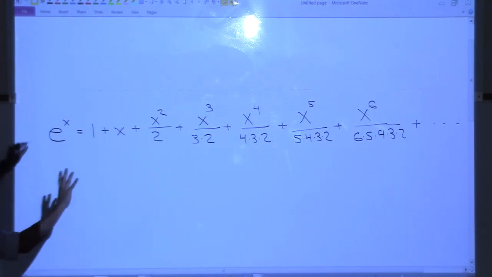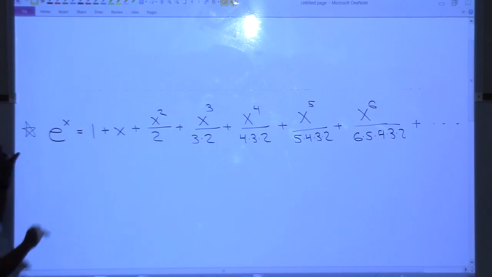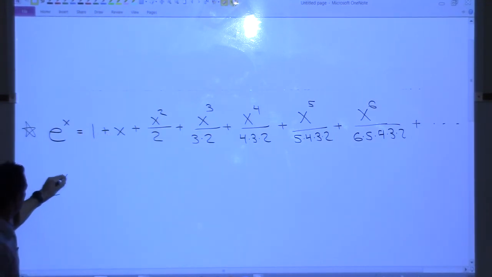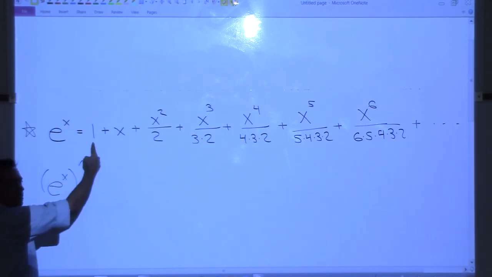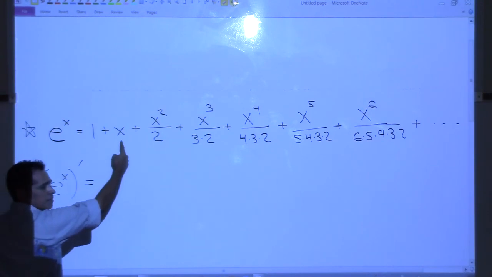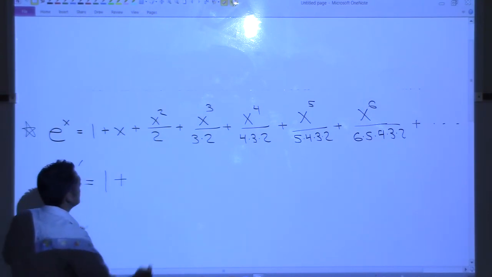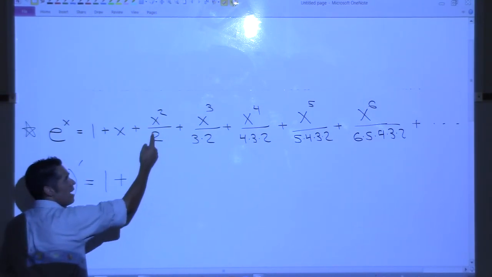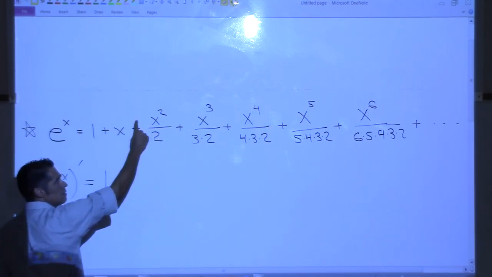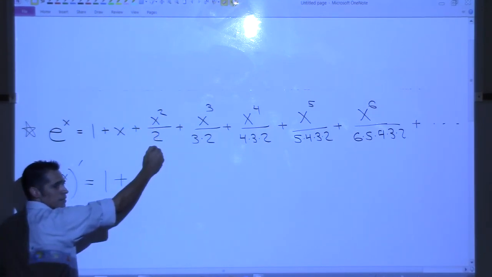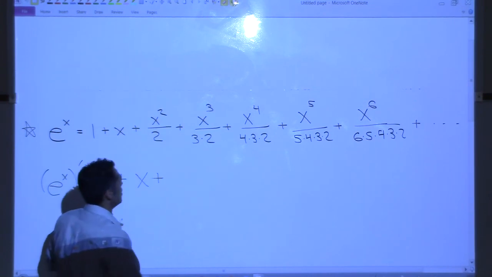If you can just take on faith that that's e to the x, can you take that on faith right now? I'd like for you to take its derivative. Okay, what's the derivative of 1? 0. What's the derivative of x? 1. Plus, okay, derivative of x squared over 2. So what happens? 2 comes out, cancels with the 2, and what do you have? x.